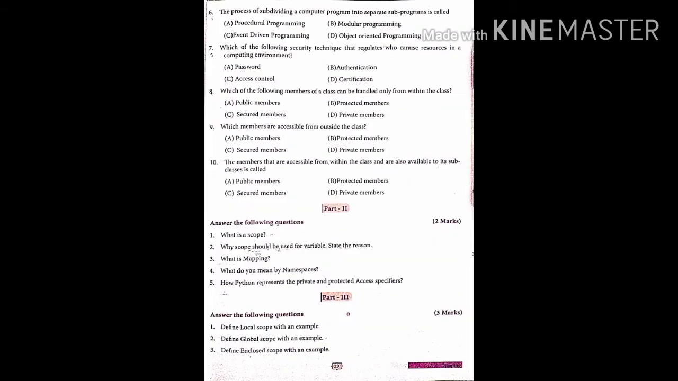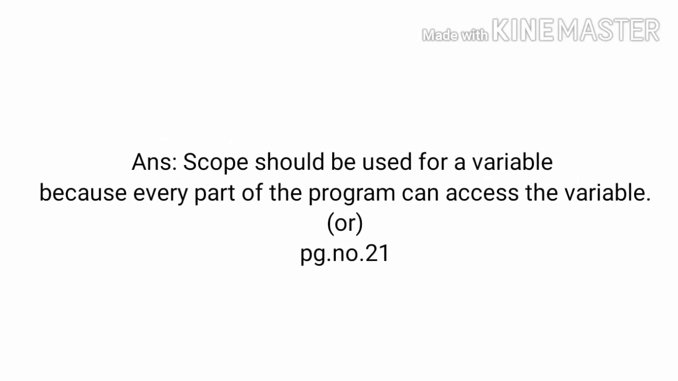And next, the second question. Why scope should be used for variable? State the reason. And the answer is scope should be used for a variable because every part of the program can access the variable. This answer is very simple to study. And those who don't feel satisfied with this answer can study the answer in the book. That's in the page number 21.